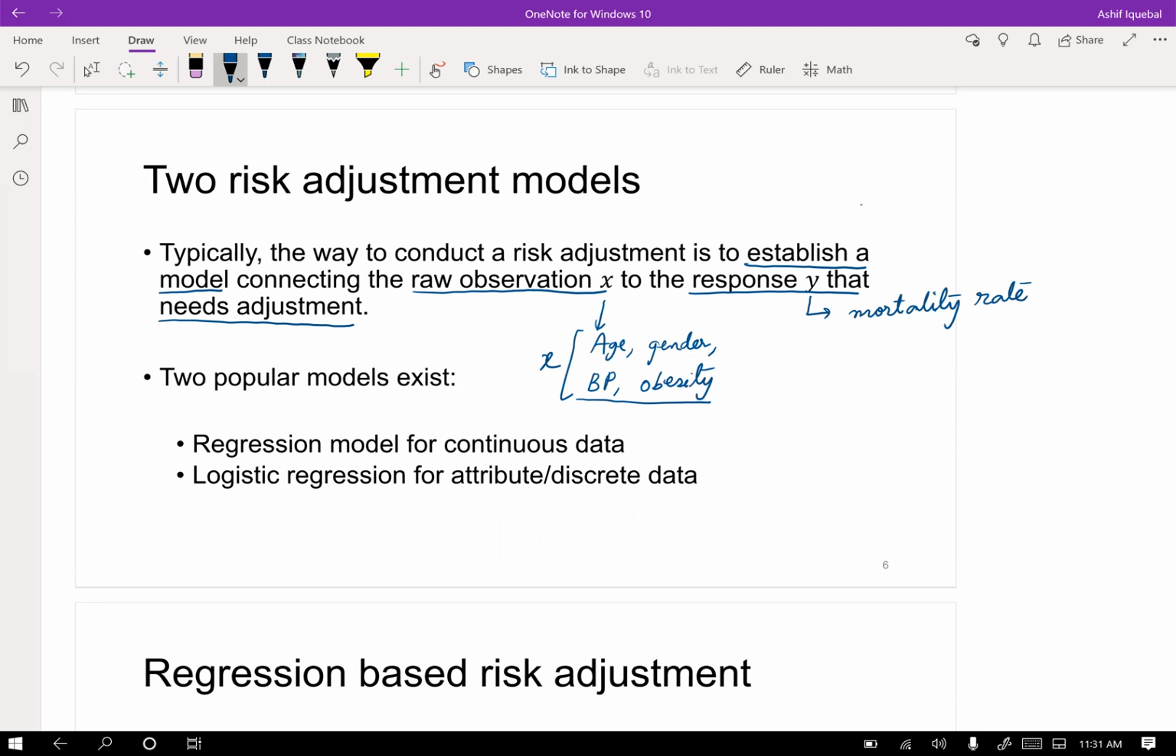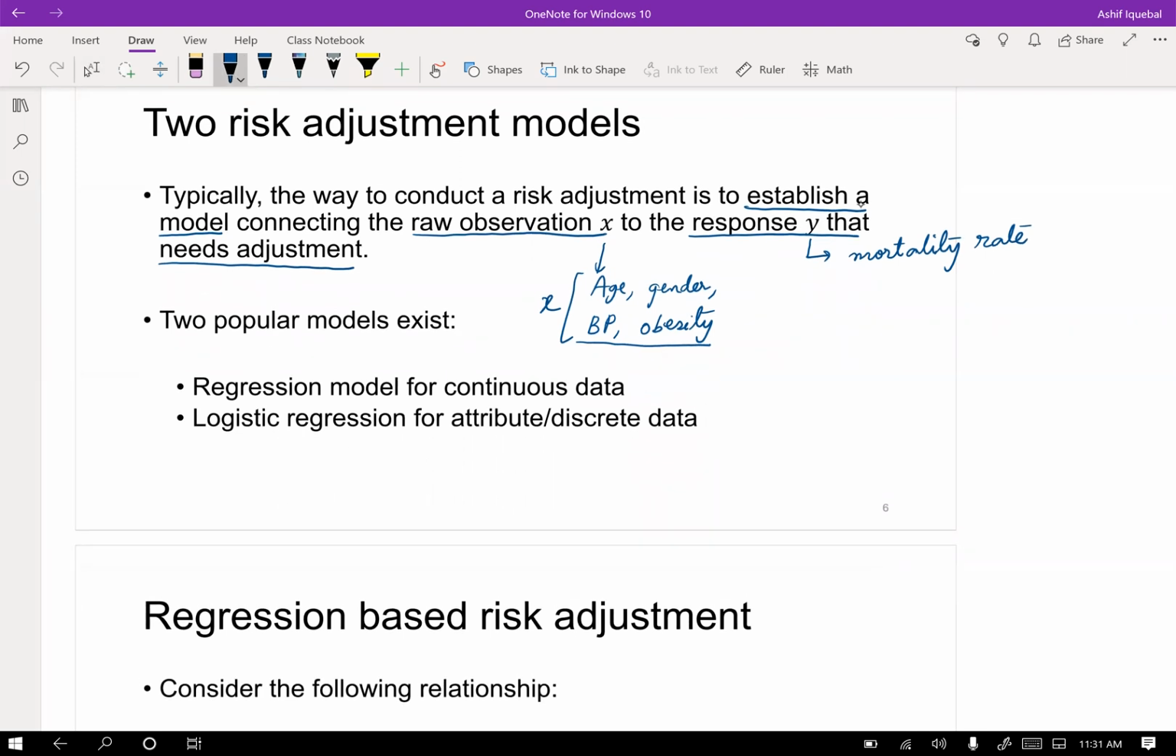Now, to establish a model between a response Y and your observations X, these are also called factors. Some people call them factors, some people call them variables, some people call them features, and a lot of other terms are used depending on who you're talking to. But typically, there are two types of models that exist. The first one is a regression model, which is typically used for continuous data, and a logistic regression model, which is used for attribute data or discrete data, right?